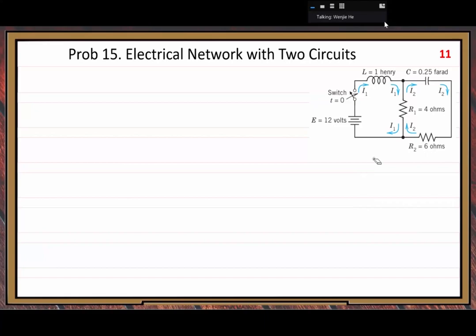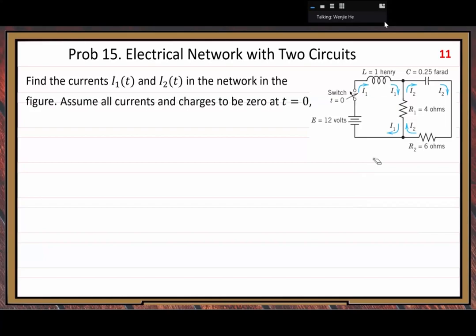So now we have this system, this network. We need to find the I1 function and I2 function. From the figure you can see which part is I1 and I2. Assume all currents and charges to be 0 at t equals 0, so the initial values are given.